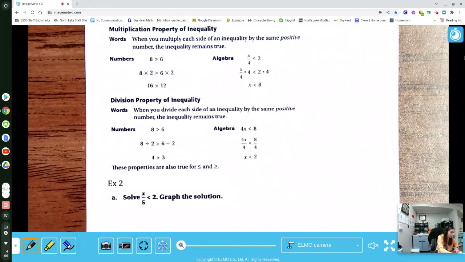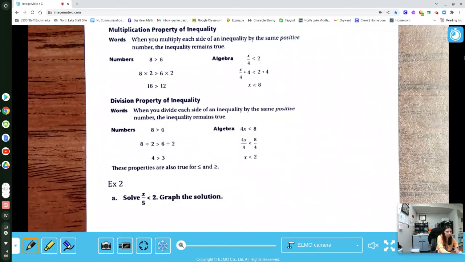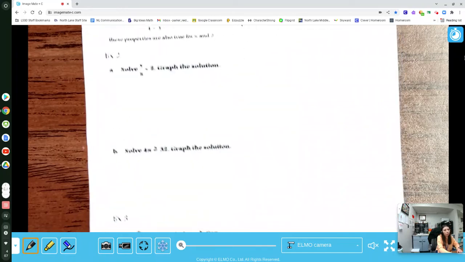And just like our other properties, these are also true for the less than or equal to and greater than or equal to symbols. So these are very similar to what we learned about solving equations, properties of equality, but these are about inequality. So now we're going to solve some more inequalities.